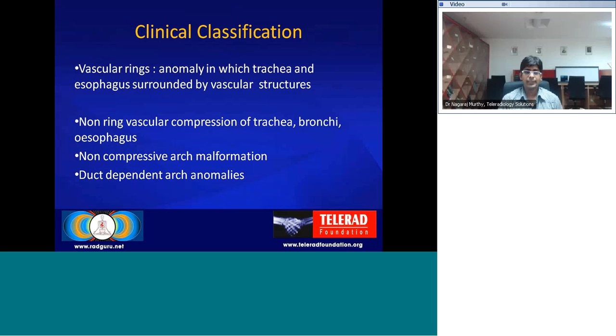Clinically, they are classified as vascular rings. There is an anomaly in which trachea and esophagus are surrounded by vascular structures. Non-ring vascular compression of trachea, bronchi, or esophagus. Non-compressive arch malformation and duct-dependent arch anomalies.